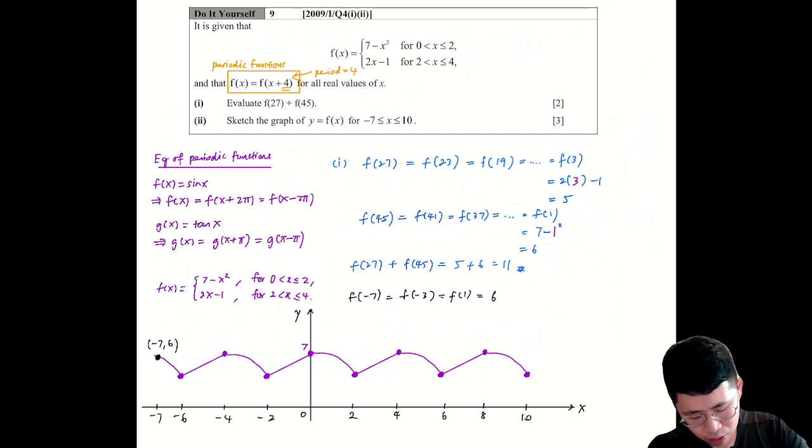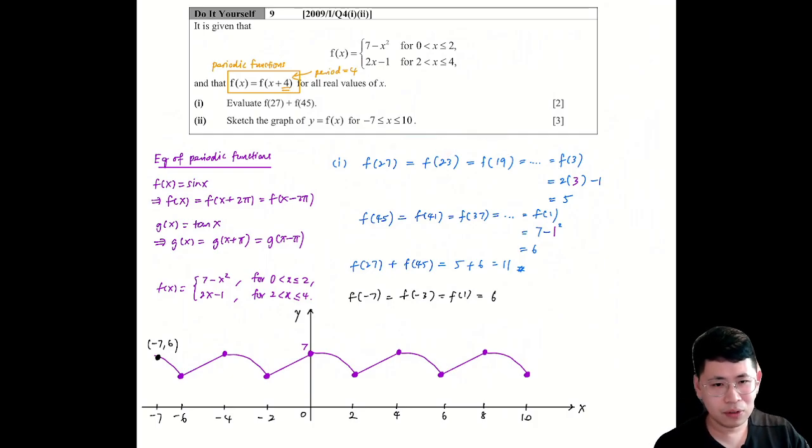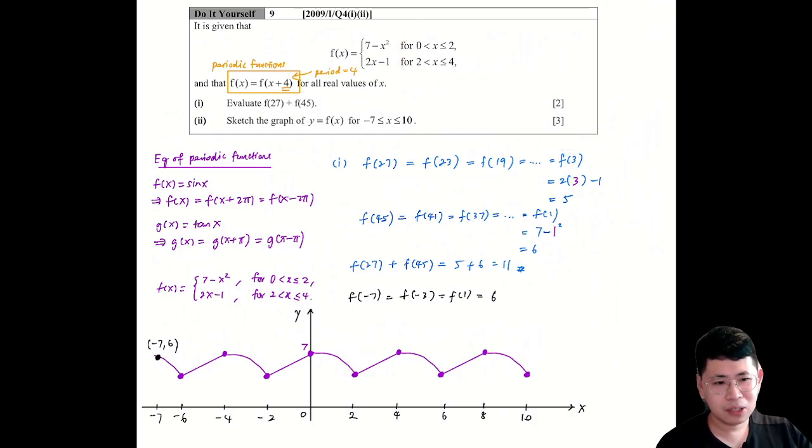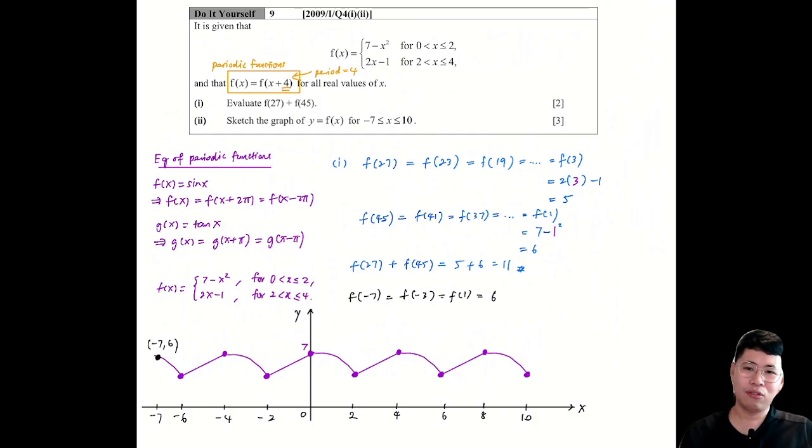And we need to know how to evaluate this, using the property of the piecewise function. So f(x) equals f(x plus 4) means that you can just add 4 and subtract 4, and it will give you the same y value. So what we need to do is just get the value to fall within this domain, and we evaluate from this domain itself. So that's all that we have for this chapter on functions.